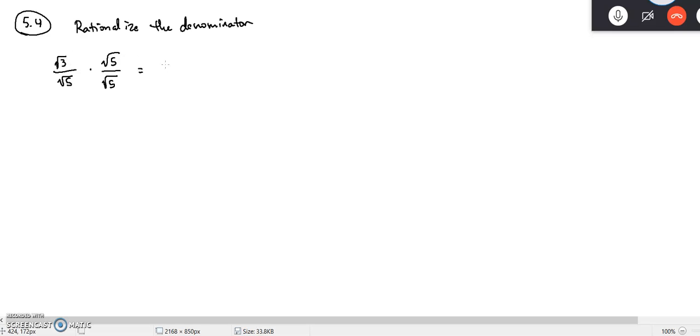So on the top, we get square root of 3 times square root of 5 is square root of 15. And on the bottom, square root of 5 times square root of 5 is just regular whole number of 5. Okay, so if it's a single radical in the denominator, you just multiply it by itself.